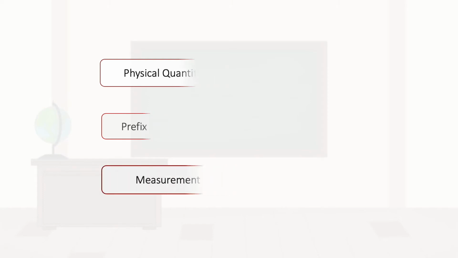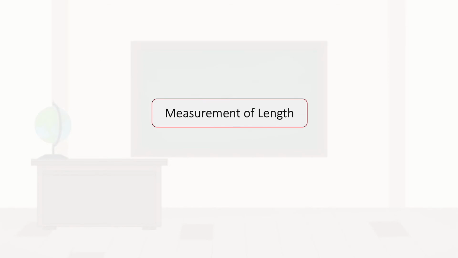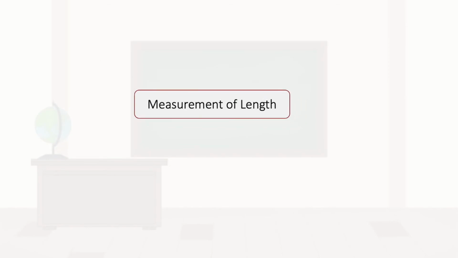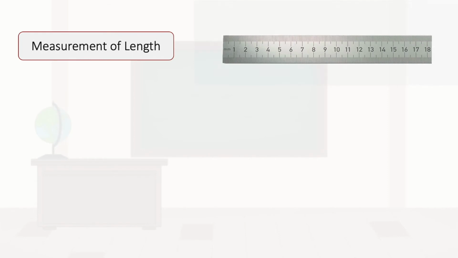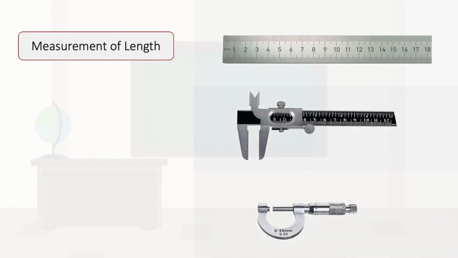We have learned the 2 types of physical quantities and the concept of prefixes. Now, let's learn how to actually measure some of these physical quantities. The first we will touch on is the measurement of length. We have several instruments to measure length, the common ones being ruler, vernier caliper, and micrometer screw gauge.